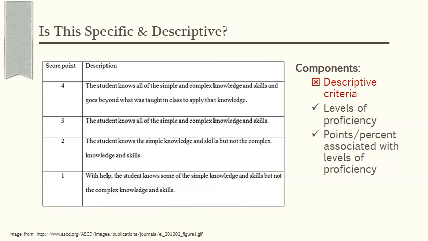While this rubric does provide levels of proficiency and associates points with each level, all of the descriptive criteria is lumped together in one area. This will make scoring difficult. What are the knowledge and skills that the student is supposed to know? Are there 5 of them? 2 of them? Students will have a difficult time determining how the grade was assigned.